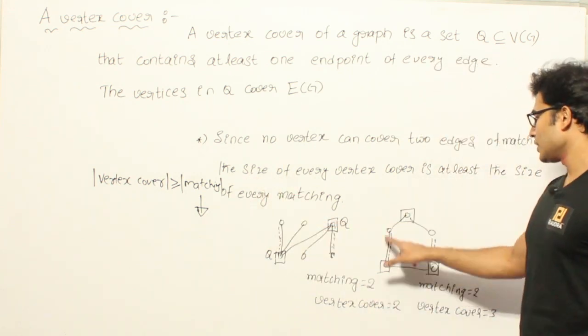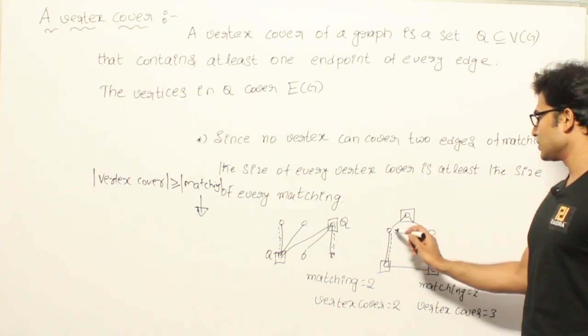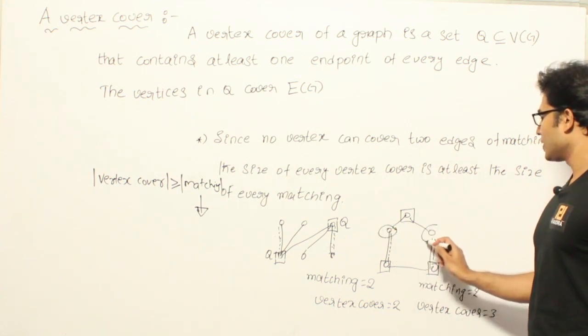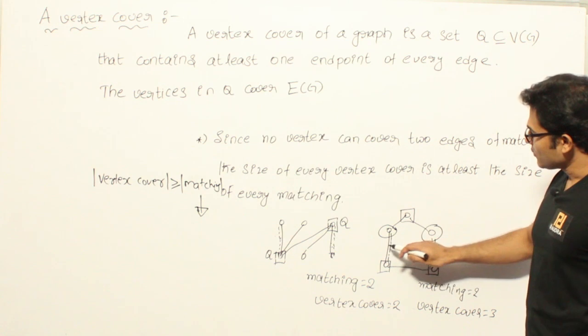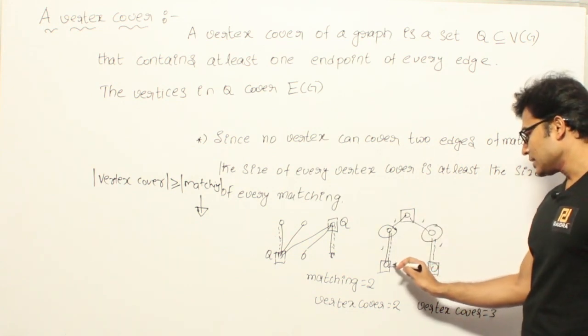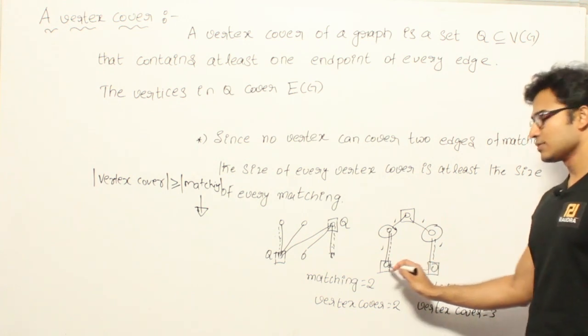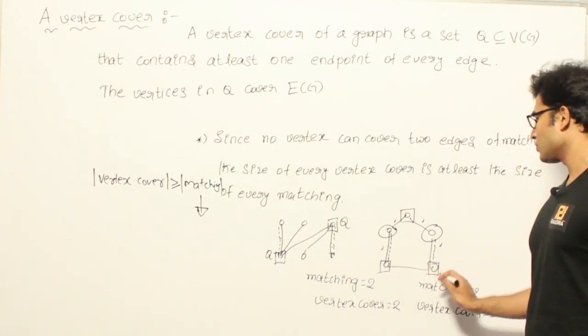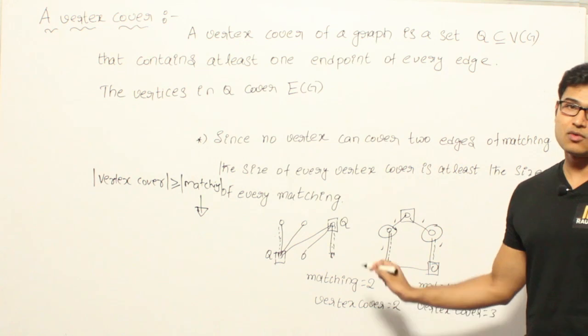So let us say instead of these two, if you had taken these two, what would have happened? If you had taken these two, see, now this one is covered, this one is covered, this one is covered, this one is covered, but you still will have to cover this one, right? For that reason you might have to take one more vertex from out of these two.